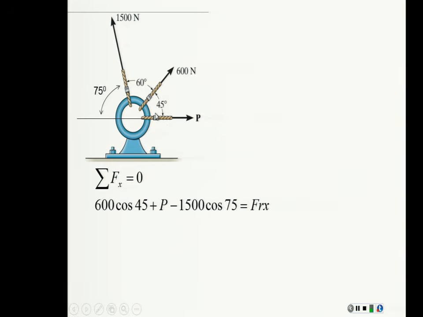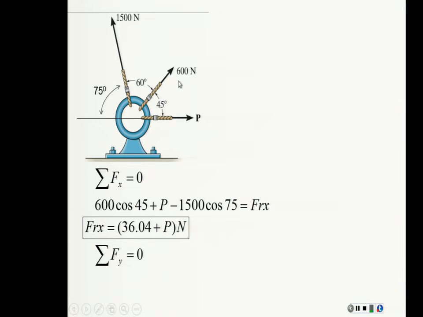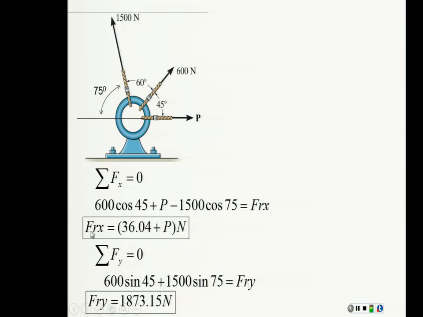What about Y? Well, in Y, the only thing that we have in Y is this component for 600. That component here is 600 sine 45 because I'm looking for the opposite to this angle here. And 1500, once again, sine 75, and that's going to be FRY. Once I have FRX and FRY, I calculate my resultant force. How do I calculate my resultant force? By squaring this and squaring this.